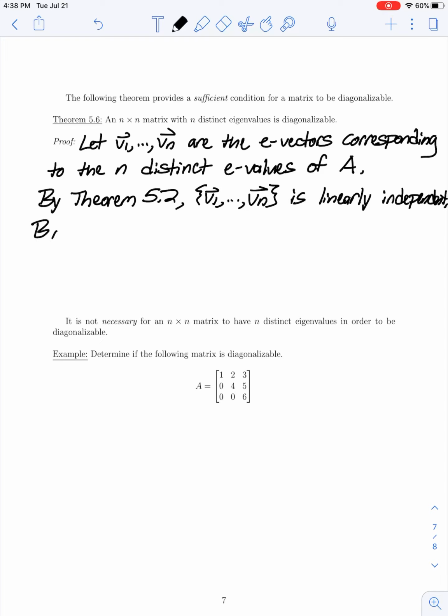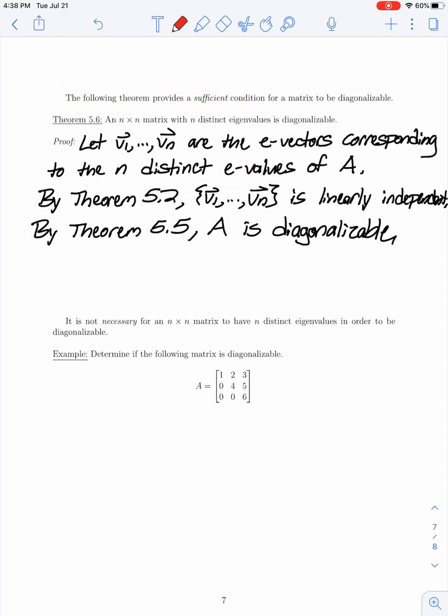So by the diagonalization theorem, that is theorem 5.5, if an n by n matrix has a set of n linearly independent eigenvectors, it is diagonalizable. So that's what we've just established. So A is diagonalizable.